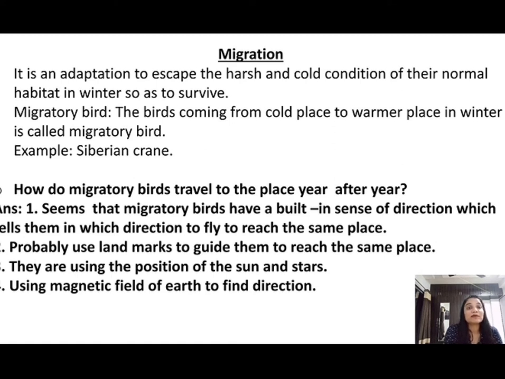The first is, migratory birds have a built-in sense of direction. Second, they have a sense of landmarks to use as guidance. Third, they have a sense of the position of the sun and stars. They also use the position of the sun and stars. And the fourth one is they use the magnetic field, meaning they have a sense of using the magnetic field of the earth to find out the direction. It is not that only we human beings, who have been given a brain, can do this kind of thing; it is done by the birds also. Okay, so these are the characteristics, and this is the most important question. How do migratory birds travel to the place year after year? Please remember that.